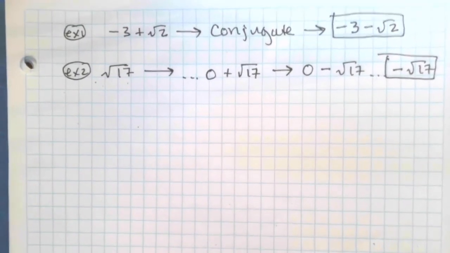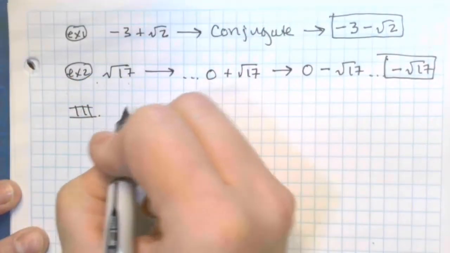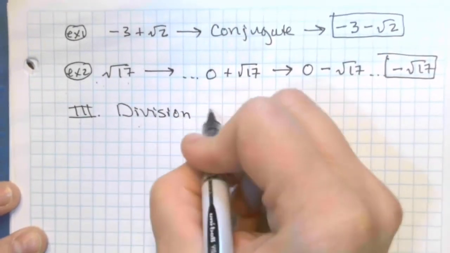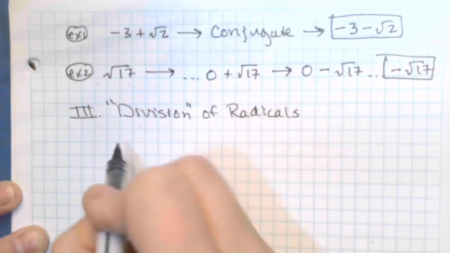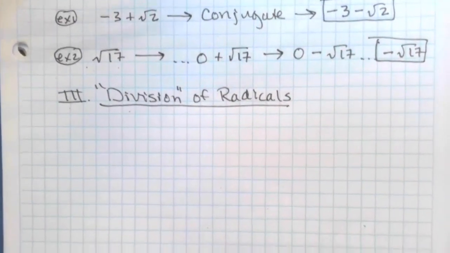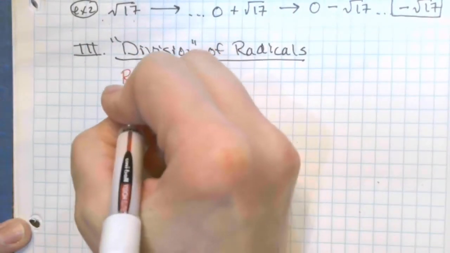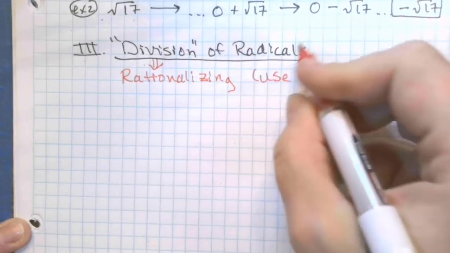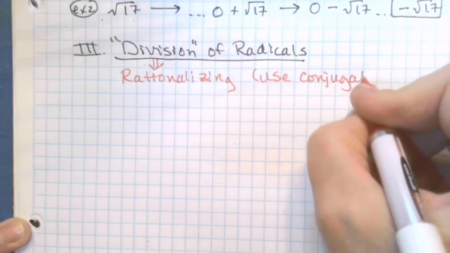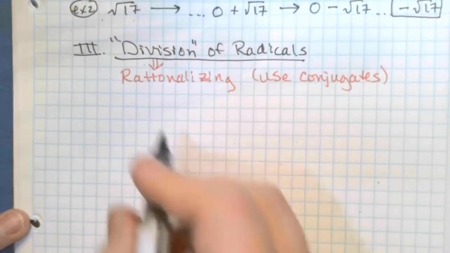All right, now that we have practiced doing conjugates, we're going to start to use them. So Roman numeral 3 is division of radicals. And I'm going to put division in quotes because it's not traditional division that you have already learned. It's division using conjugates. So when you divide radicals, what you're really doing is rationalizing. And for that, you're going to use conjugates. Now, we've done rationalizing with monomials, but we have not done it with binomials.